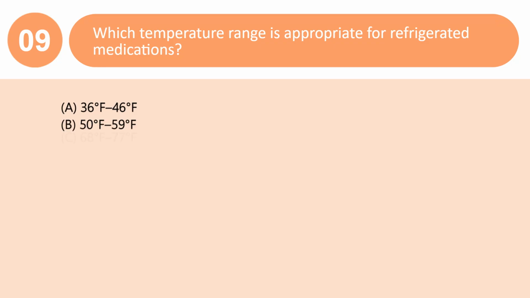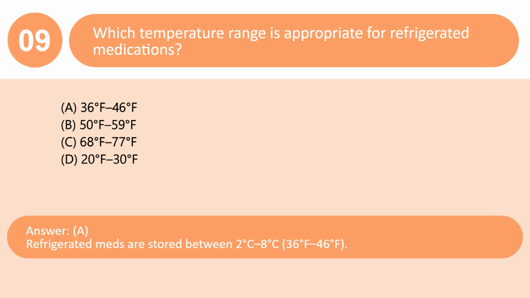Which temperature range is appropriate for refrigerated medications? A. 36 to 46 degrees Fahrenheit. B. 50 to 59 degrees Fahrenheit. C. 68 to 77 degrees Fahrenheit. D. 20 to 30 degrees Fahrenheit. Answer, A. Refrigerated meds are stored between 2 to 8 degrees Celsius, 36 to 46 degrees Fahrenheit.